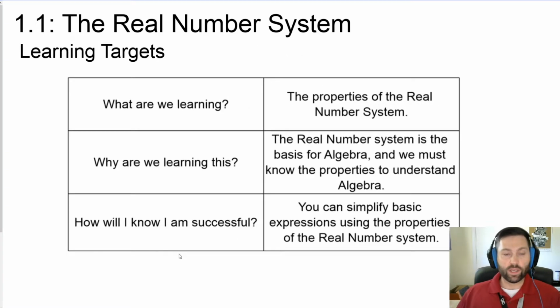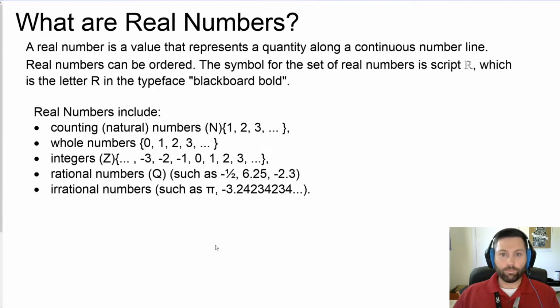This is the beginning of Algebra 2, so we're going to start by covering the real number system and its properties. We're doing this because the real number system is the basis for algebra, and in order to actually understand algebra, we must know the properties of the real number system. And we will know that we are successful when we can simplify basic expressions using the properties of the real number system. So let's get started.